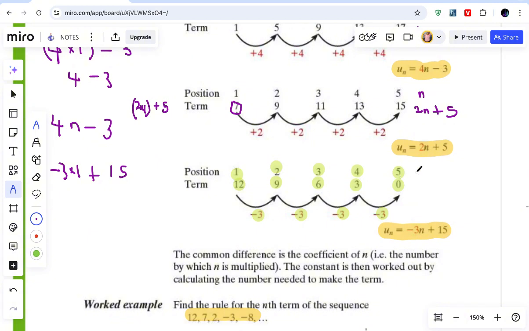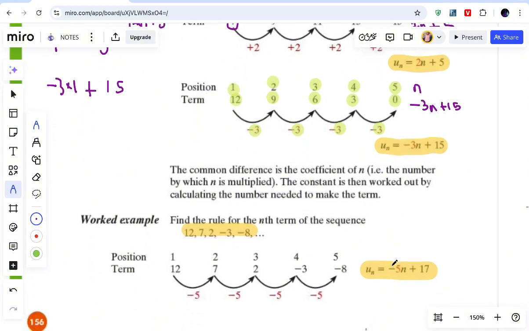So once I get that, I come and do my n term. I put n here. So I'll say negative 3 times n, I get negative 3n, and then plus 15. That's it. My n term is negative 3n plus 15 for this arithmetic sequence. Once you know this trick, it's very easy to calculate the n term of any arithmetic sequence.